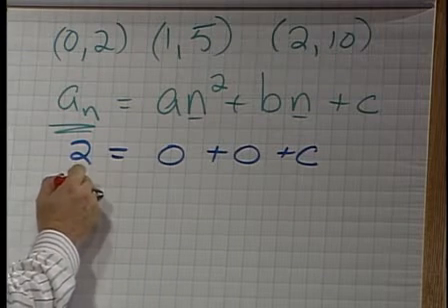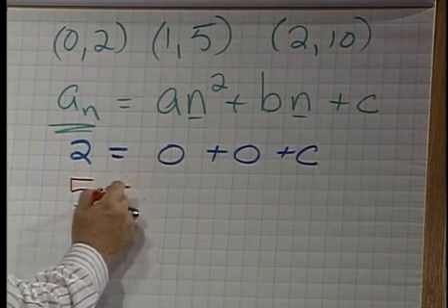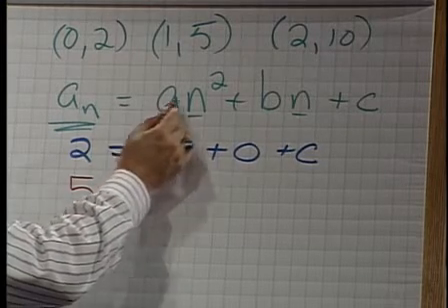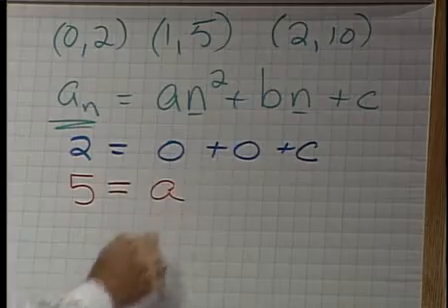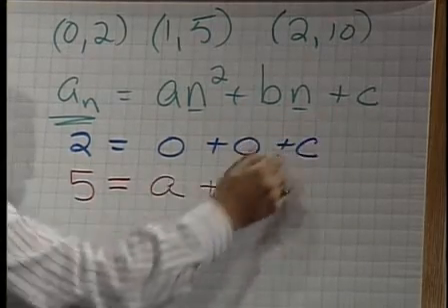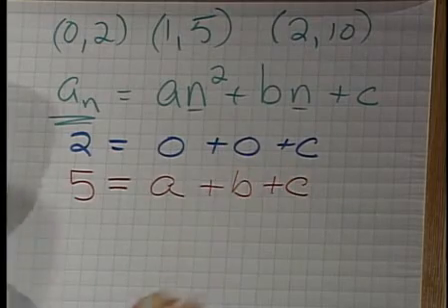Let's see, a sub n equals 5. And let's see, n equals 1. So that's a times 1 squared is a. B times 1 is plus b. And c is just good old c.